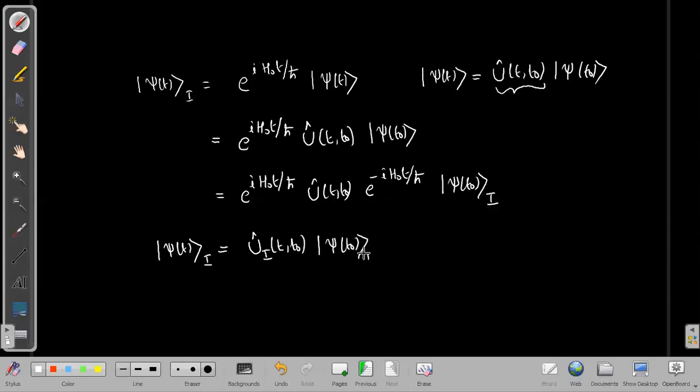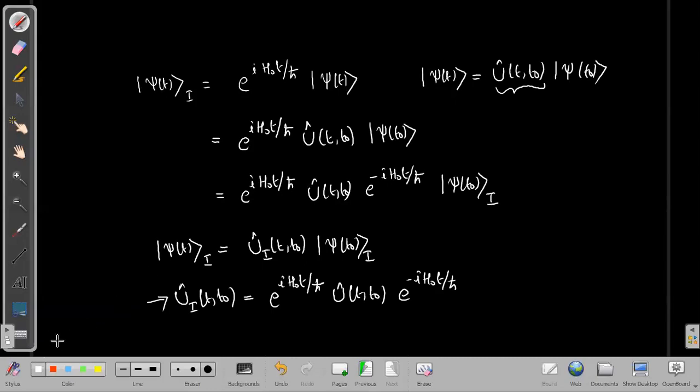So at t0 I. Now what is ui? So ui of t comma t0 is e raised to i h0 t by h cross, u of t comma t0, e raised to minus i h0 t by h cross. Okay, so once you know ui, I can find the state of the system in the interaction picture at any time t.